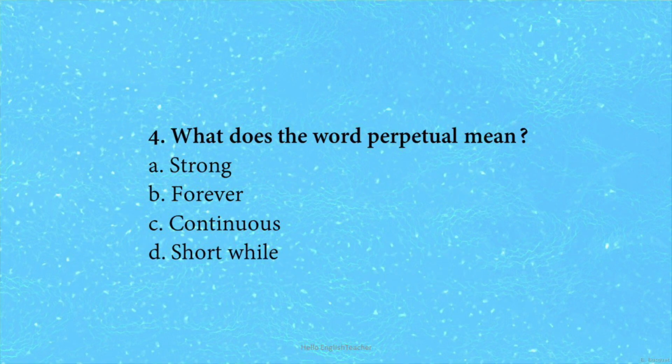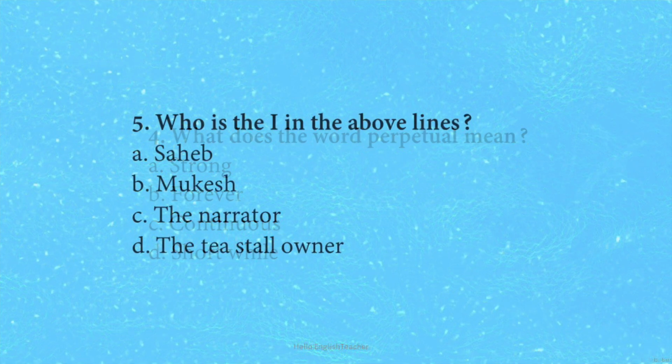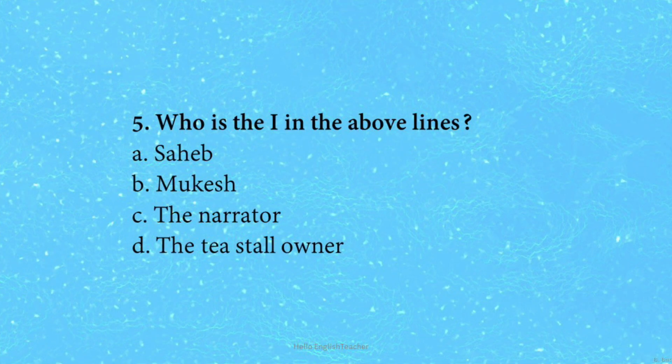So, next question, what does the word perpetual mean? Is it strong, forever, continuous or short while? So, perpetual means continuous. So, question number 5, who is the I in the above lines? Is it Sahib, is it Mukesh, or is it the narrator or the tea stall owner? So, I here is the narrator.